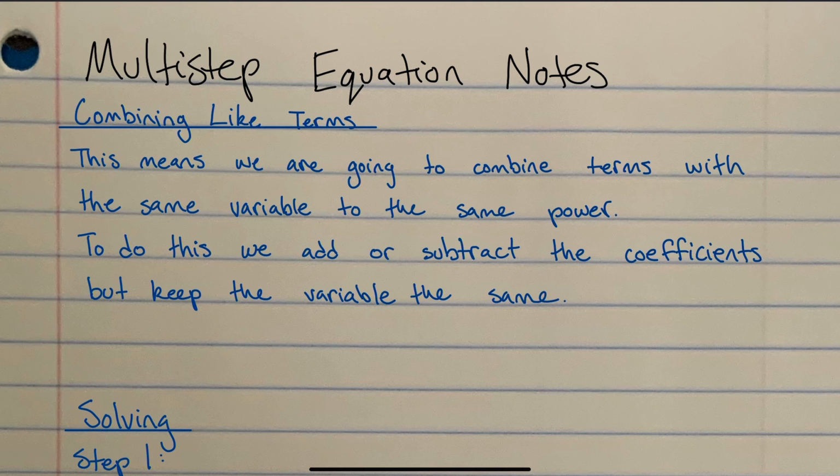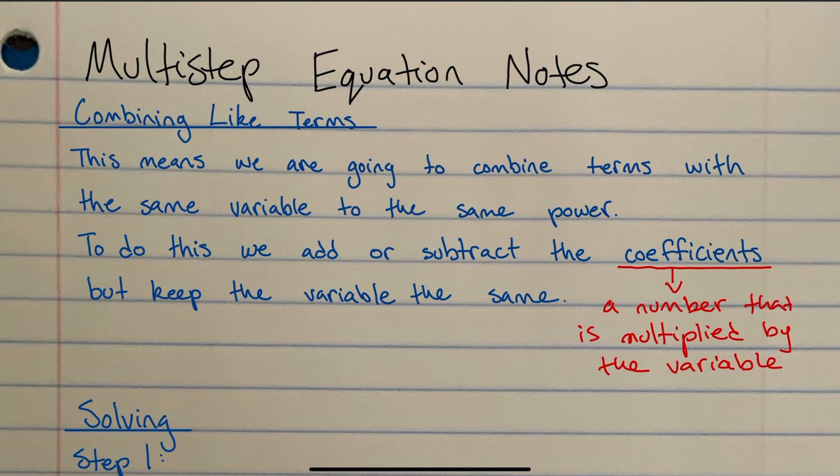Combining like terms. So this means we're going to combine terms with the same variable to the same power. To do this, we add or subtract the coefficients, but keep the variable the same. So in our glossary, we also added the word coefficients. A coefficient is a number that is multiplied by the variable, aka the number that is next to your variable, whatever it may be.